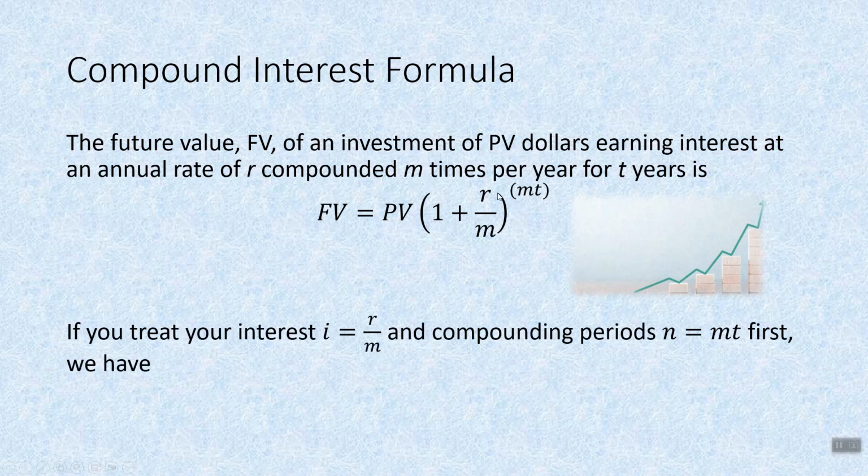If you treat your interest as I equals R over M, and your compounding periods as N equals M times T first, we'll have a simpler formula, but it's the exact same thing, right? I just replaced R over M with I and replaced MT with N. So this is the interest rate that has been adjusted for the compounding periods, and this is the total number of times. So if it's monthly or quarterly, we'd multiply the number of months or quarters by the number of years.